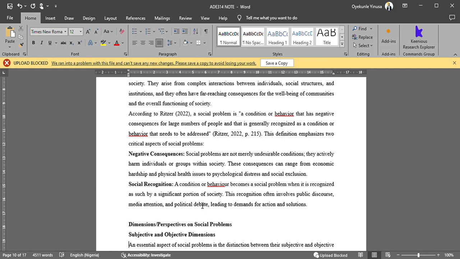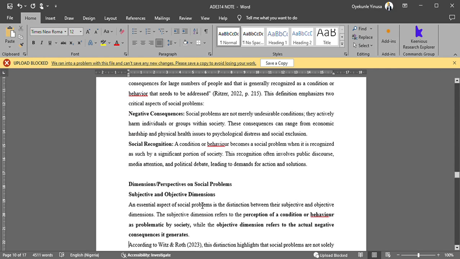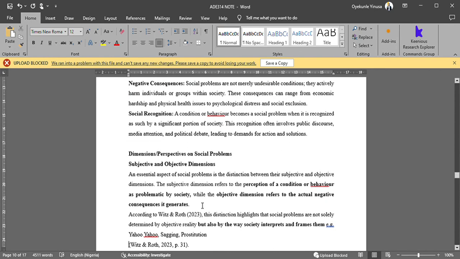Now, having looked at the definitions of social problems, what are the dimensions or perspectives to social problems? Two ways. It can be a subjective or objective dimension. When it comes to the subjective dimension, what we're trying to say is that it has to do with the way people in the society perceive the condition or behavior as problematic in the society. Everybody is able to perceive it as, wow, this problem is affecting everybody. How did we get there?